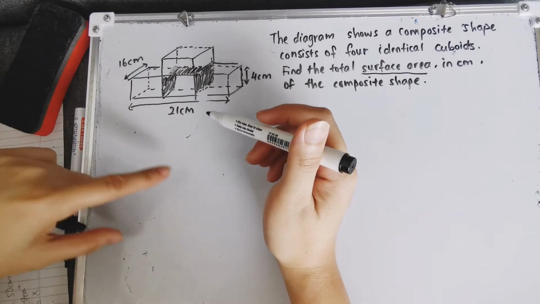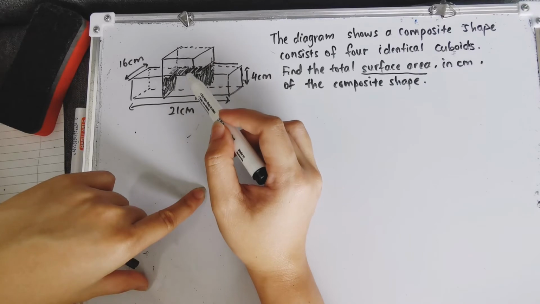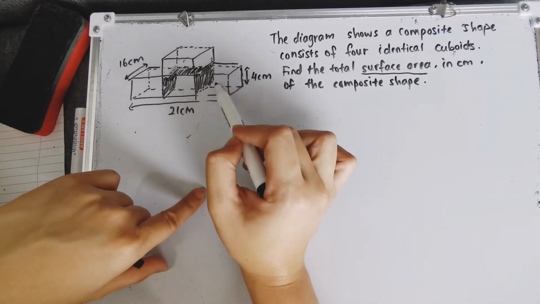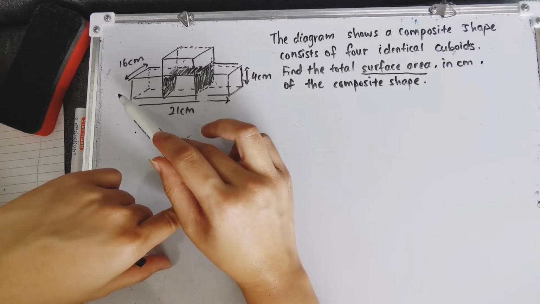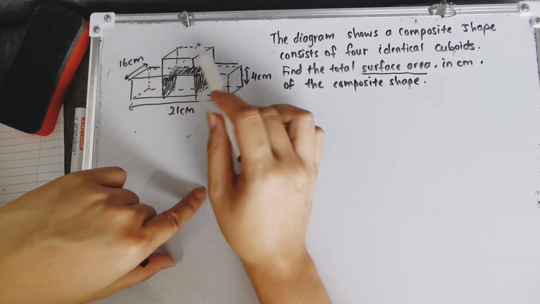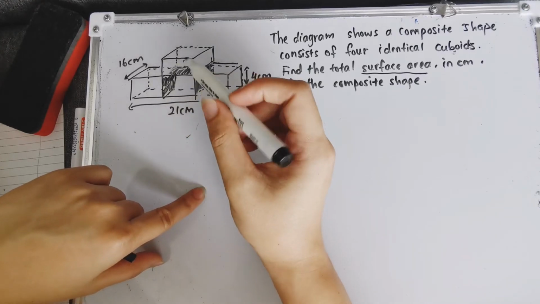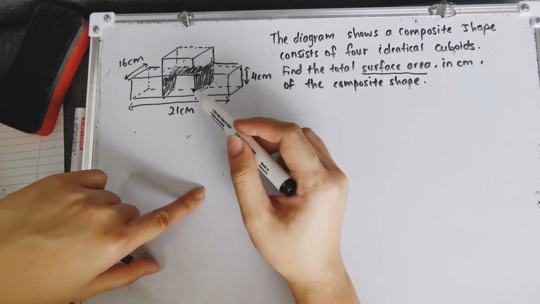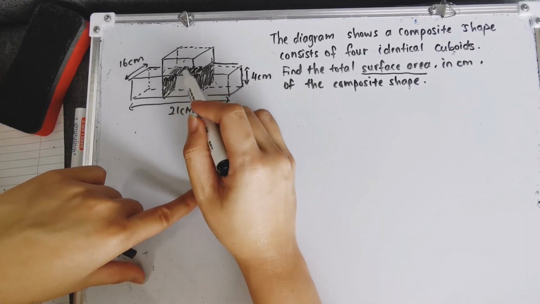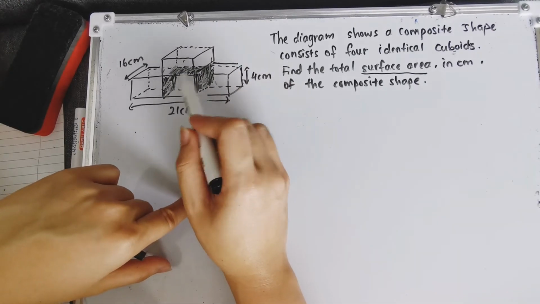shapes. Okay, so these are the same identical cuboids. So 1, 2, 3, 4 identical cuboids. So we have to calculate each surface area. Since this is the same area, we can actually multiply. We have to multiply by how many surfaces we have, but we don't have to calculate here and this and this. So we ignore these 3 parts.